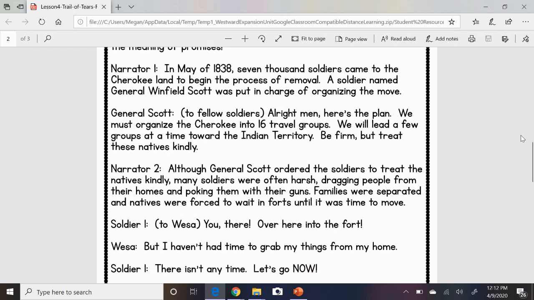In May of 1838, 7,000 soldiers came to the Cherokee land to begin the process of removal. A soldier named General Winfield Scott was put in charge of organizing the move. "All right, men, here's the plan. We must organize the Cherokee into 16 travel groups. We will lead a few groups at a time toward the Indian Territory. Be firm, but treat these natives kindly."